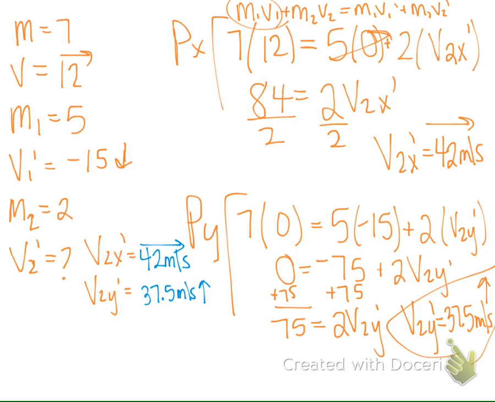Came out positive, so it should be going up. This one came out positive, so it should be going to the right. Okay, and if we look back at the picture that we were shown of these two objects, was our second object going up and to the right? Do you remember? Yes, it was. So that's correct. So now let's take these two components, build a new triangle, and solve for our hypotenuse, or our resultant.